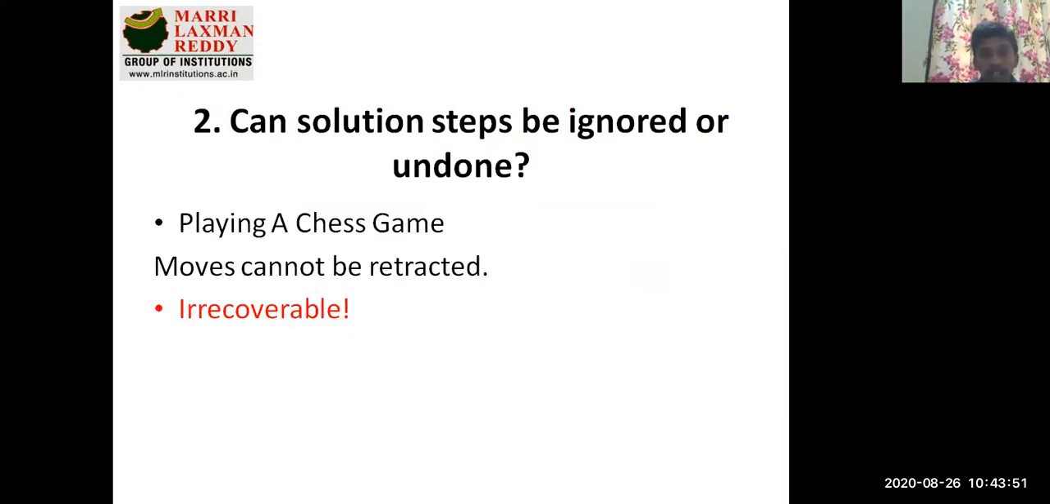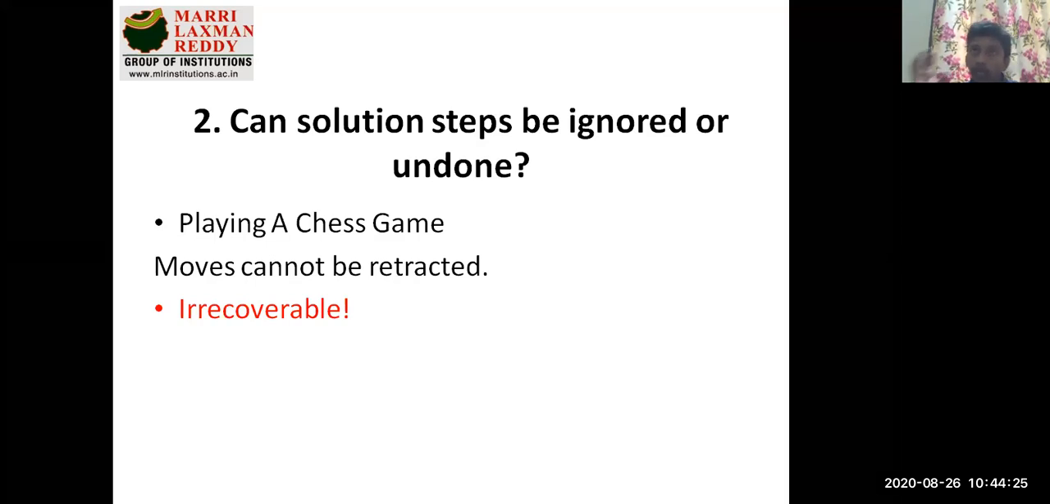Yeah. So, for example, again, for the same concept, can solution steps be ignored or undone? Whenever you are playing a chess game, once you move an icon from one place to another, it cannot be moved back. That is because once a step is taken, that is the final step. We should not do it because that is the rule of the game. So in playing chess, there is no chance of backtracking until the opponent allows you to do that. That is what we call irrecoverable.